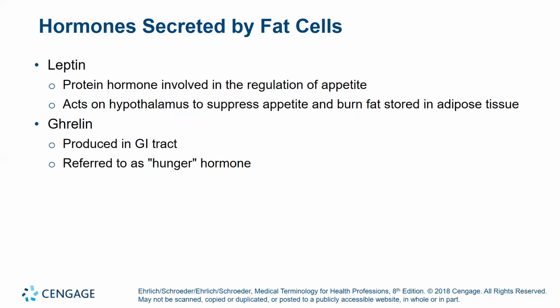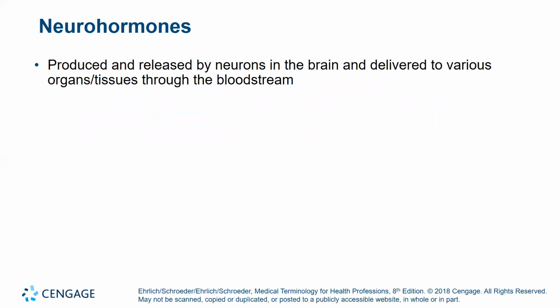We have leptin. It's a protein hormone involved in regulation of appetite. We have ghrelin. This is produced in the GI tract. It's referred to as the hunger hormone. Neurohormones then are produced and released by neurons in the brain and delivered to various organs and tissues throughout the bloodstream.